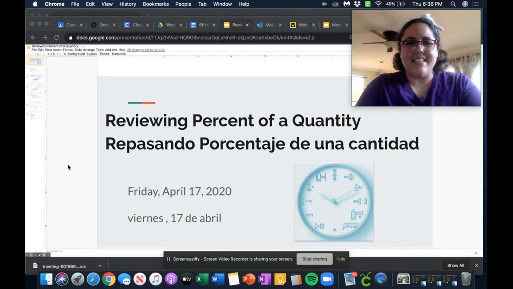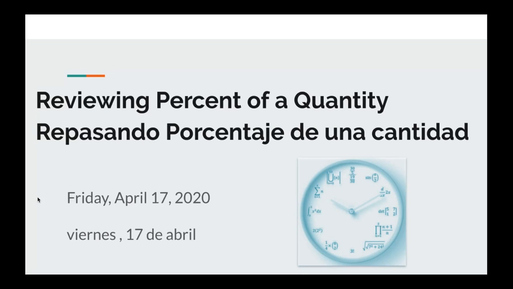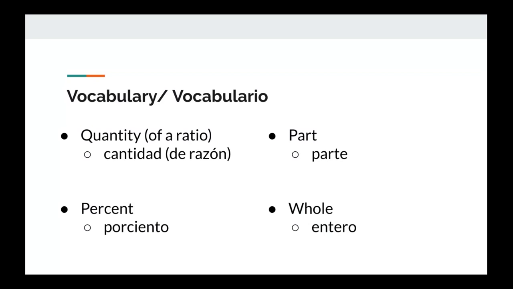Today's lesson is reviewing percent of a quantity, repasando porcentaje de una cantidad. Let's get started. Empecemos. Reviewing percent of a quantity, repasando porcentaje de una cantidad. Friday, April 17th, 2020. Viernes, 17 de abril. Vocabulary. Vocabulario.